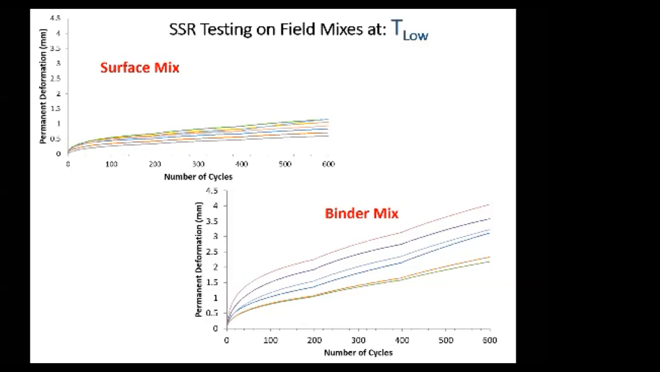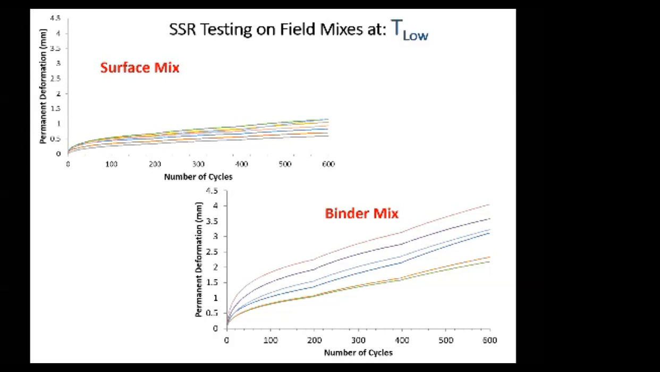When we tested the binder mix, or the mix of the binder layer, first we saw high permanent deformation, up to 4 millimeters. So the binder layer did deform much more than the surface layer, and there was a high variability between the specimens that we tested. So this was the first clue that, hey, what's happening with the binder mix and the binder layer of that pavement, of the runway? Was quality control bad? The mix design bad? What's going on? So that was the first clue.